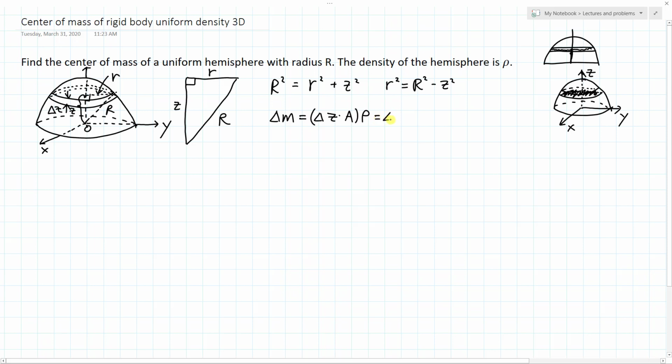So delta z stays delta z. Area is pi r squared, this lowercase r squared. We're talking about this slice, so the slice changes radius as you go to a different slice. So this is pi r squared times rho, and we can use the Pythagorean relation to replace r squared. Our delta m is equal to delta z pi rho times capital R squared minus z squared. Let's remove that and make a longer subtraction. Now we can take the limit of delta z going to 0.